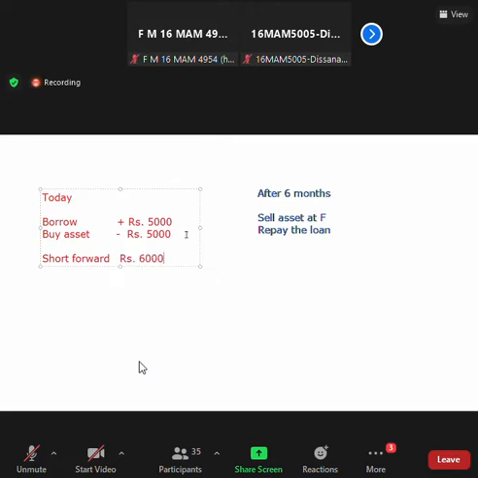And we'll say the interest rate was 10%. So interest rate was 8%. If it was 8%, after 6 months, you will sell the asset at forward price. That means you will get rupees 6,000. And how much do you have to pay back? How much do you have to pay to settle this loan if the interest rate was 8%?